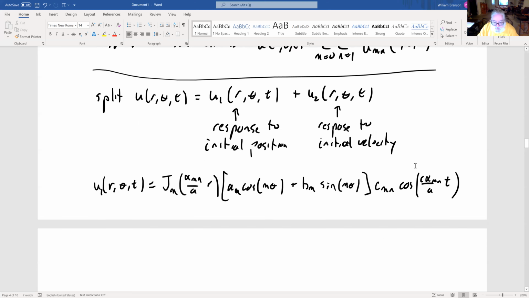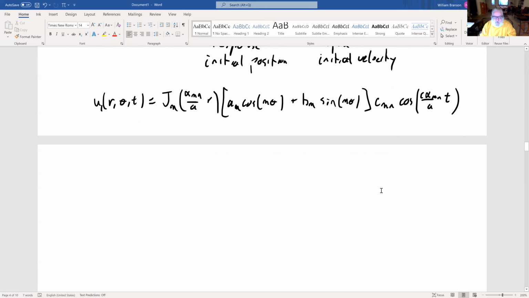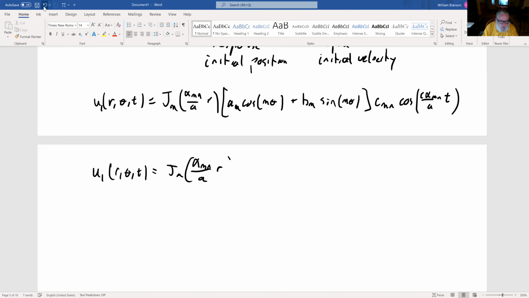Great, so there's U1. It just involves the cosine part of the time equation. And we can rewrite that a little bit as J_m alpha_mn. Let me undo that. The mn is supposed to be subscripts, and they keep creeping up into my formula. And we're going to combine these coefficients, right?